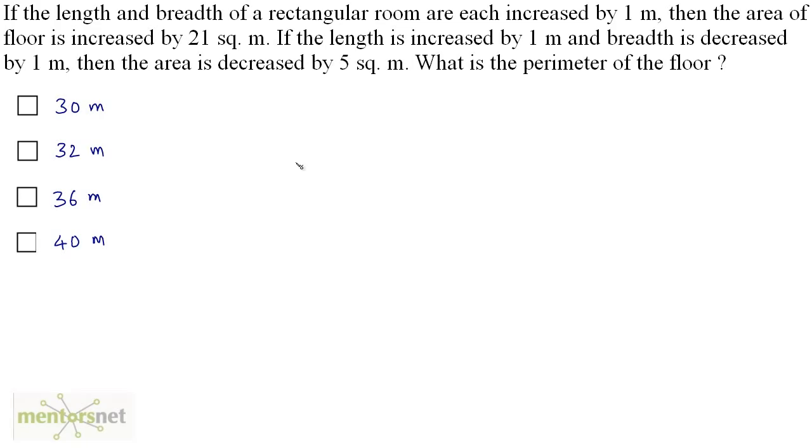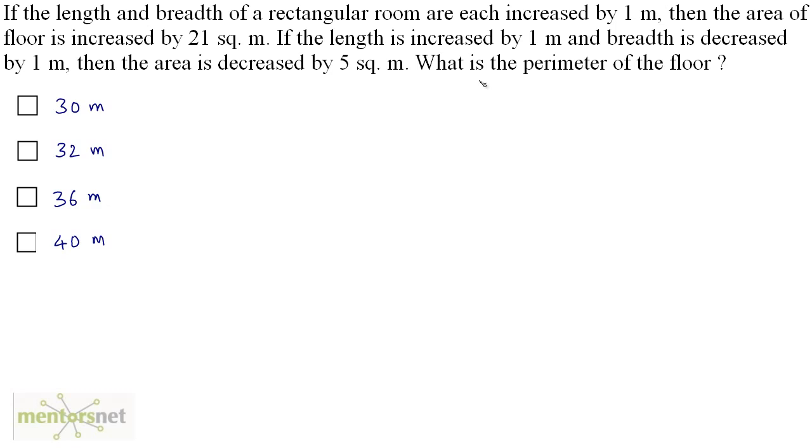If the length and breadth of a rectangular room are each increased by 1 meter, then the area of the floor is increased by 21 square meters. If the length is increased by 1 meter and the breadth is decreased by 1 meter, then the area is decreased by 5 square meters. What is the perimeter of the floor?